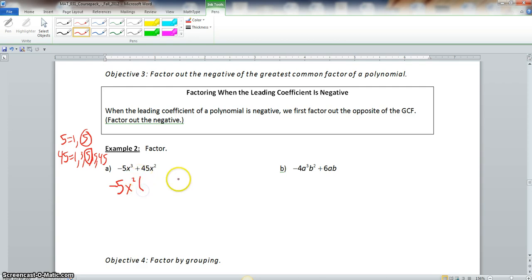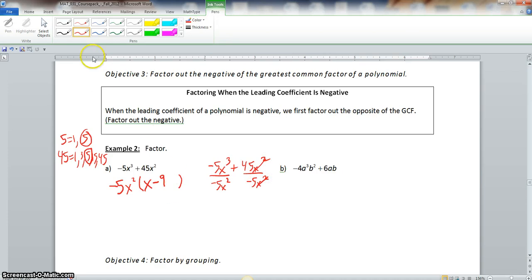Now, we have to find out what we're going to put inside the parenthesis. Again, we would take this negative 5x cubed plus 45x squared, and we would divide each term by what we factored out, which is a negative 5x squared. Negative 5 divided by negative 5 is positive 1. X cubed divided by x squared leaves you x. Now, we have a positive 45 divided by a negative 5. 45 divided by negative 5 would give us a minus 9. And this x squared and x squared would simplify out.